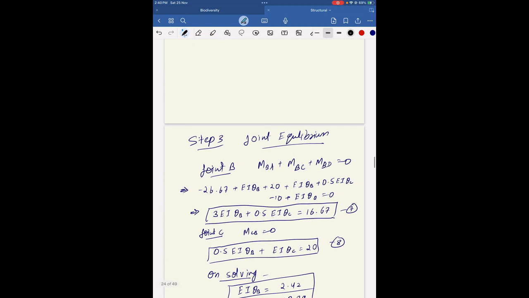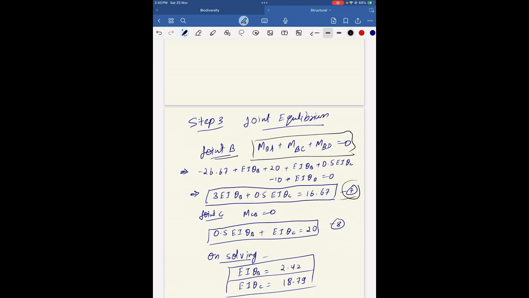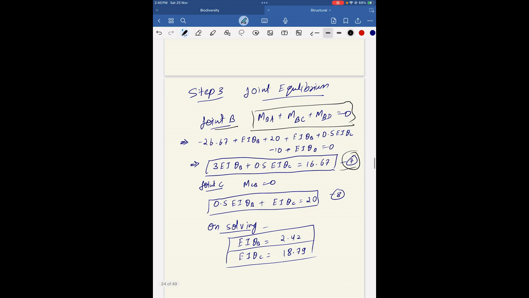Then we apply the joint equilibrium. We have only one joint at joint B, so we have these three forces comes out to be 0, and upon putting the value we get equation 7. And at joint C also, CB equals 0 because C is pin joint. So at pin joint the moment is always 0. When we do this, then we get equation 8.